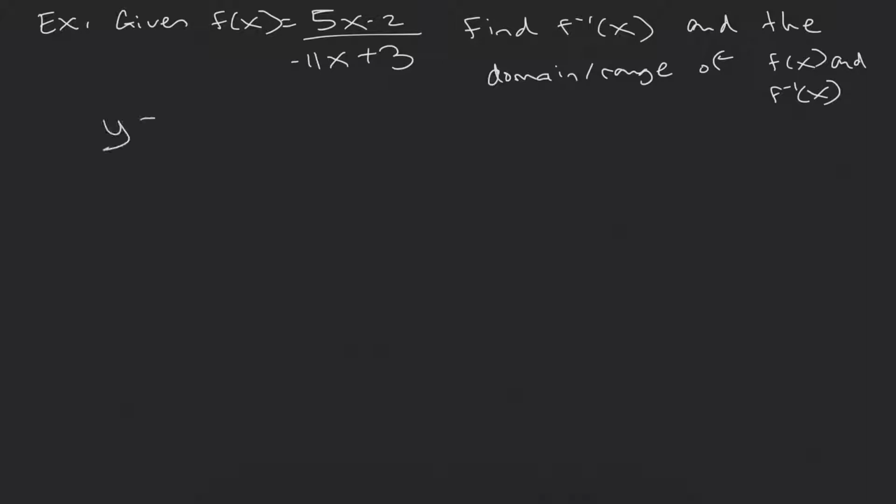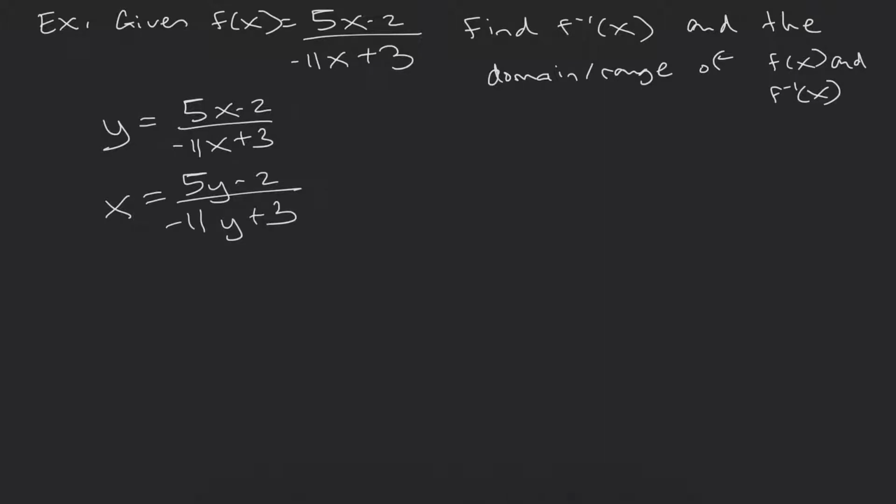Following my steps, I'm going to rewrite f of x as y. And then after I do that, I need to invert all the x's and y's. So on the left-hand side, I'll have an x. On the right-hand side, I'll have 5y minus 2 divided by negative 11y plus 3. All right, third step, I need to solve for y.